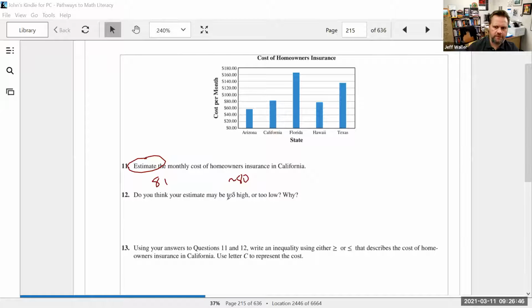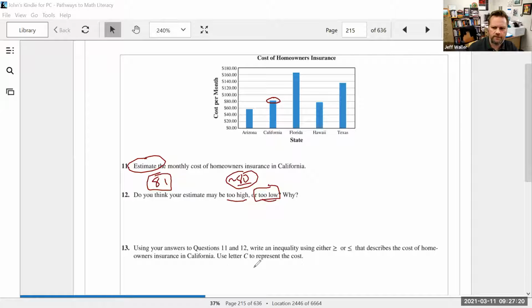Do you think your estimate might be too high or too low for any reason? What do you guys think? If we go with 81, maybe that's kind of hard to say, right? If we said 80, then our estimate would be too low. Especially if we said 80, it would obviously be too low. I think 81 is just right. It looks like it's just barely above there. Okay, I like it. So there's some estimation happening.